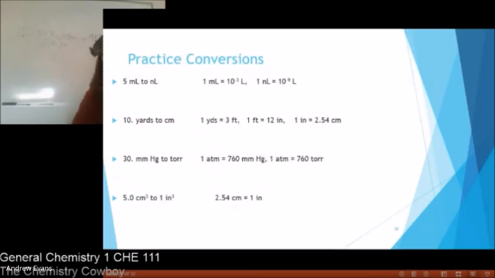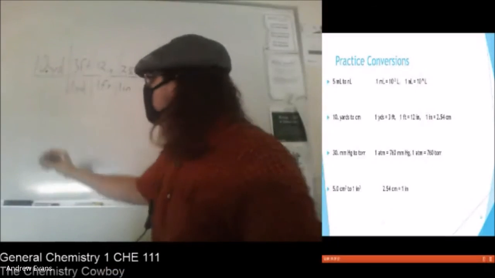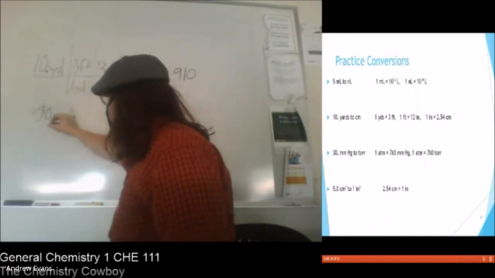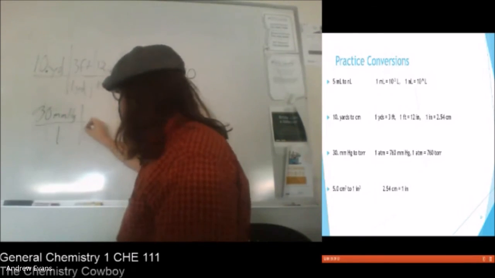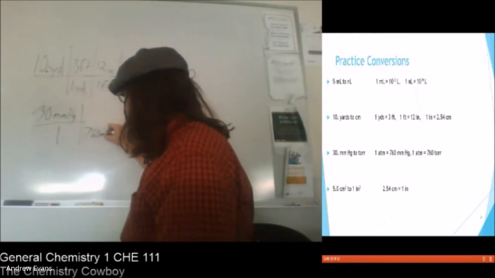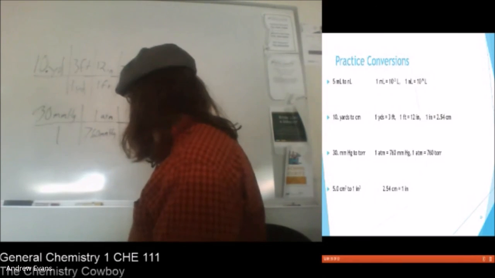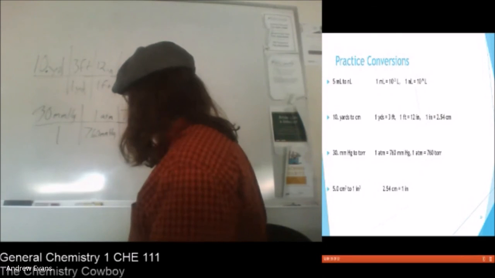Okay, and then do just one more. This one's just a silly one. 30 millimeters of mercury to torr. 2 units we are not familiar with. These are units of pressure. You work this out, 30 millimeters of mercury. Thankfully, I give you conversions. There is 760 millimeters of mercury in 1 atmosphere. In 1 atmosphere, there's 760 torr.